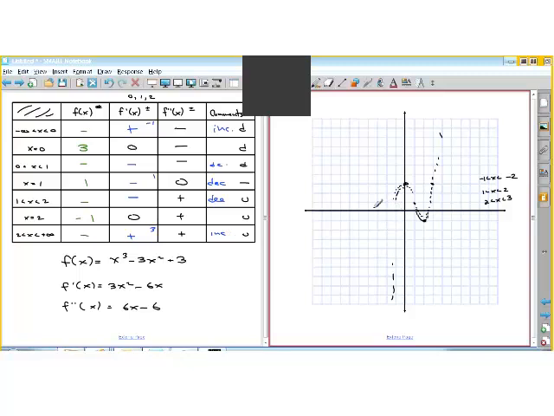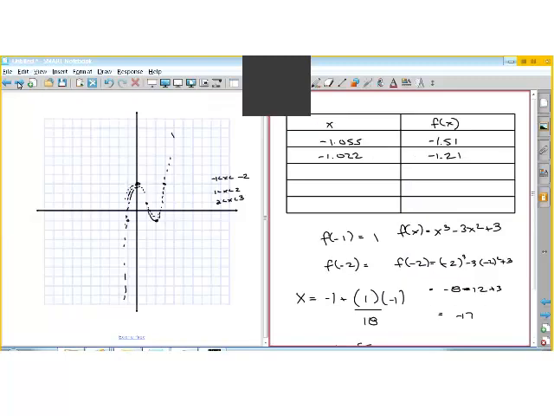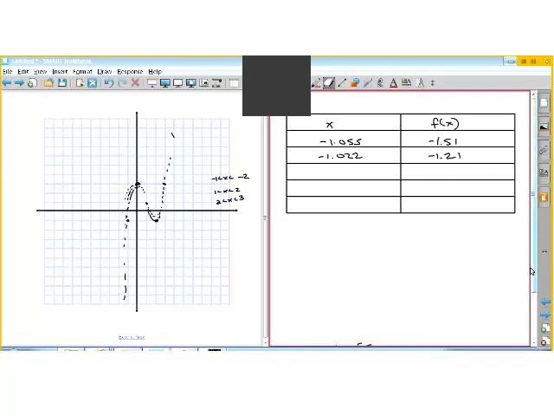So at x equals -1, y should have been -1. Okay, so that's where I made a mistake. Okay, so let's try it over. So it's going to be between 0 and 1. So I'm going to erase all this stuff here.